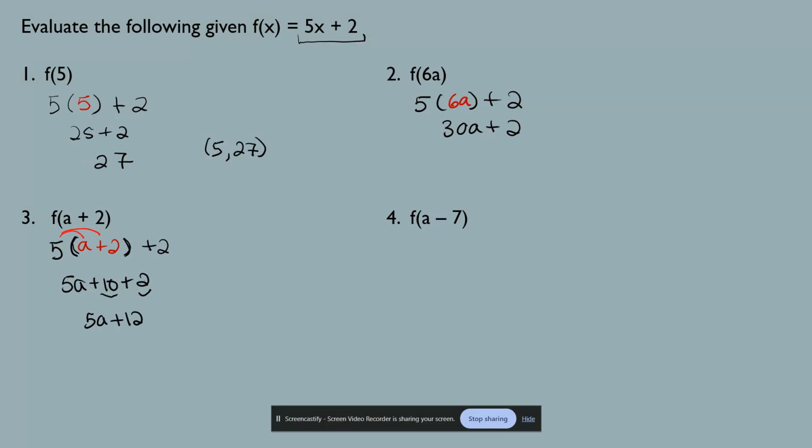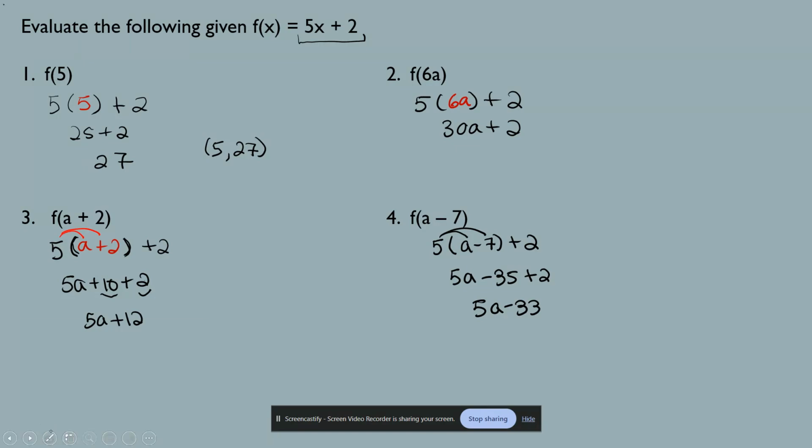Now let's look at this one here. I have f of a minus 7, which is 5. I'm going to replace the x with a minus 7 plus 2. Same thing, I'm going to distribute my 5. So I got 5a minus 35 plus 2. So I end up getting 5a minus 33 as my answer then.